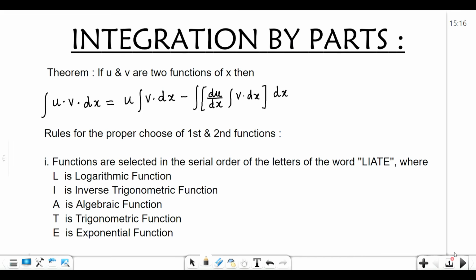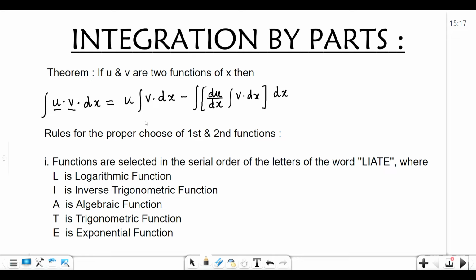Today we are going to study integration by parts. Integration by parts is the same as the multiplication rule that you have studied in differentiation. Similarly, here also we are going to study how to integrate two functions which are getting multiplied. The two functions are u and v. If you can see, this is u, this is v, and these two functions are getting multiplied and we have to integrate it.